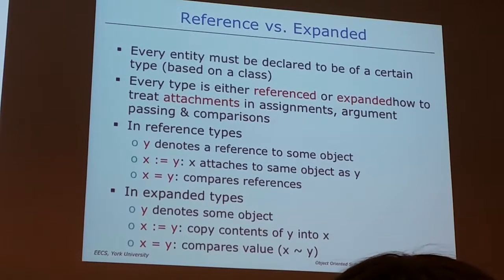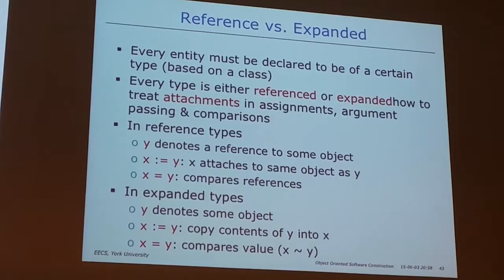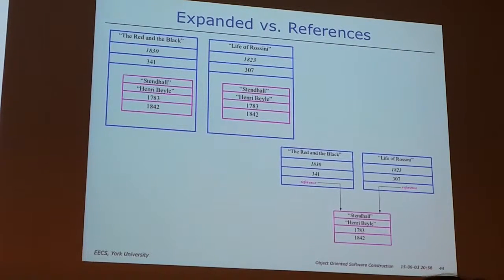Is that the field by field copy that you had here? Field by field, recursively. It's like deep copy. Good. So that's expanded here. If you represent your author by using expanded type, that's the case where you use the reference type for the author.